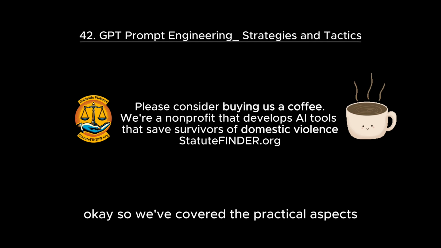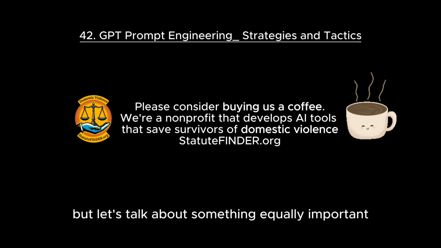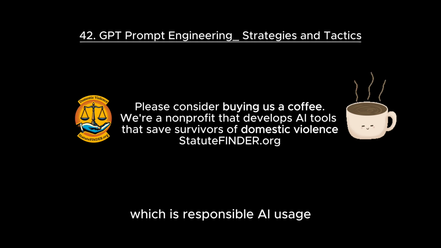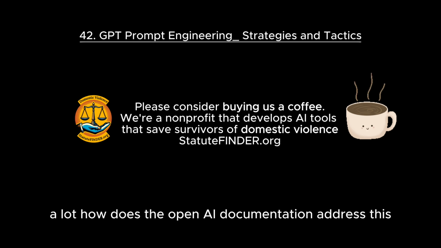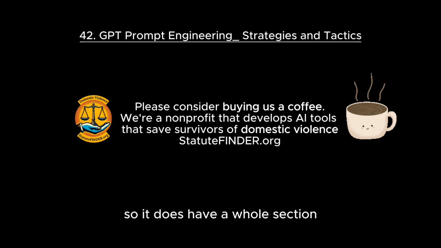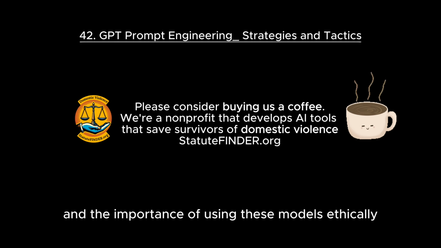Okay, so we've covered the practical aspects, but let's talk about something equally important, which is responsible AI usage. Yes, definitely. It feels like with all this power comes a lot of responsibility. A lot. How does the OpenAI documentation address this? So it does have a whole section dedicated to responsible AI usage, and it covers topics like bias, fairness, and the importance of using these models ethically.